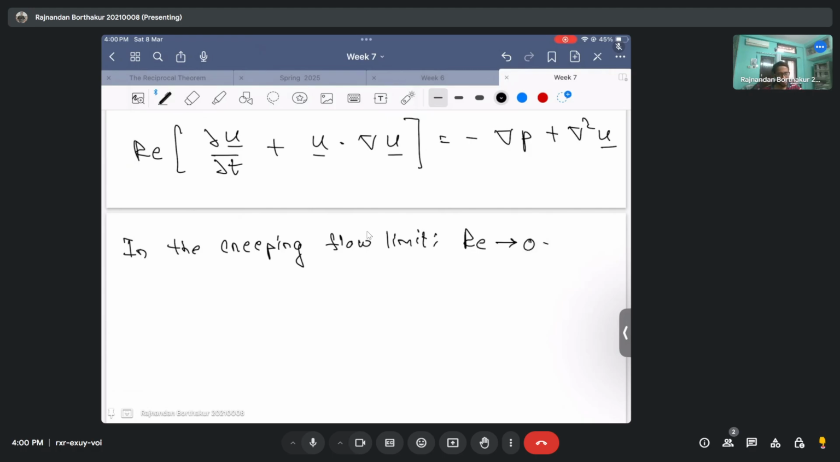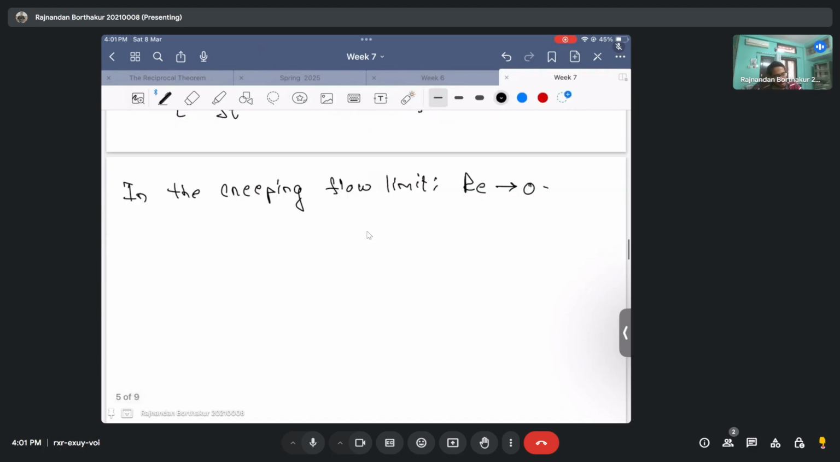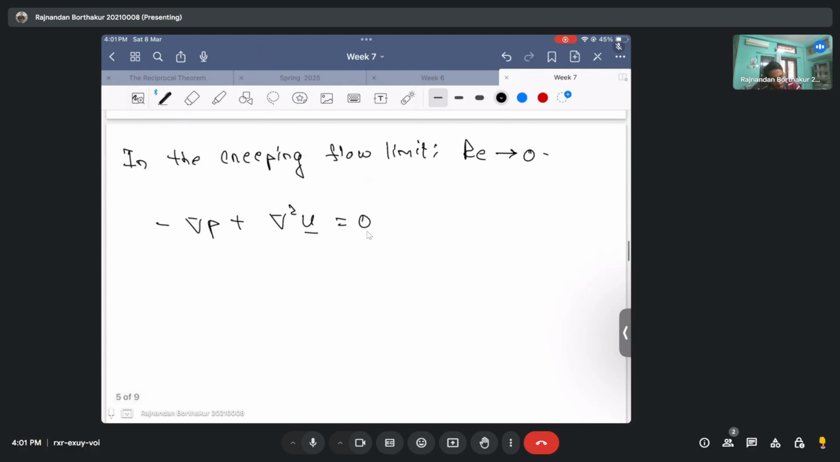Okay, and that means that my inertia is very much less dominant with respect to the viscous forces, which means I can straight away say that this term basically goes to 0. Okay, which means that the momentum equation now reduces to, in the limit when Reynolds number goes to 0, which we also call the creeping flow limit, just minus gradient of P plus del square U equal to 0, and of course I also have the continuity equation, which is divergence of U equal to 0.